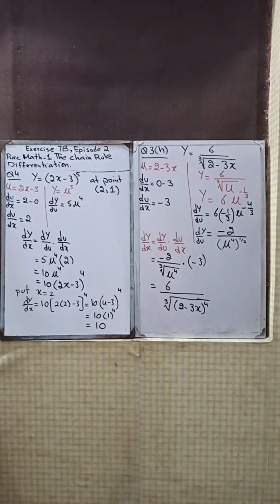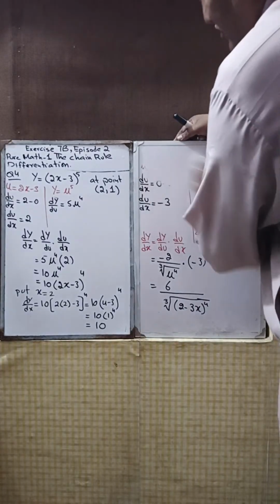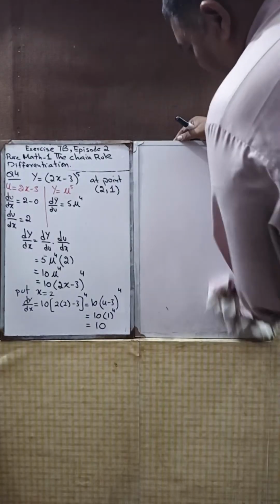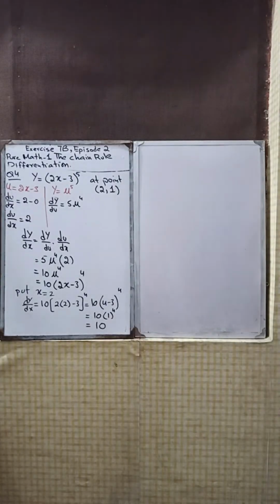So we are going to the next question. The next question is question number 5. Again, it's a story sum, and let me clear the board. Okay, so the next question is question number 5 of exercise 7b. He says, find the gradient of the curve. Okay, so this is question number 5.